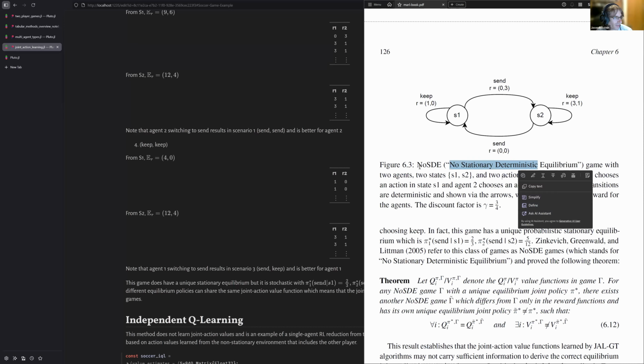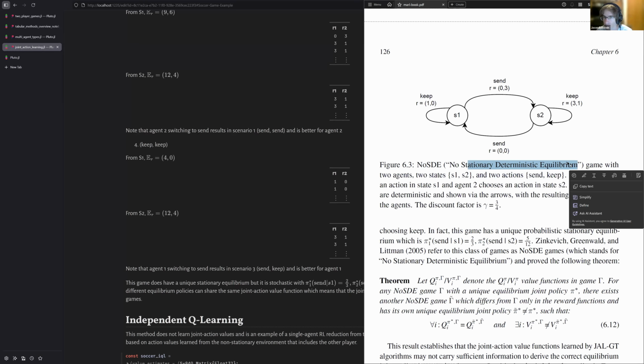They call this game no STE, for no stationary deterministic equilibrium, because the only stationary equilibrium is a probabilistic one, not a deterministic one.